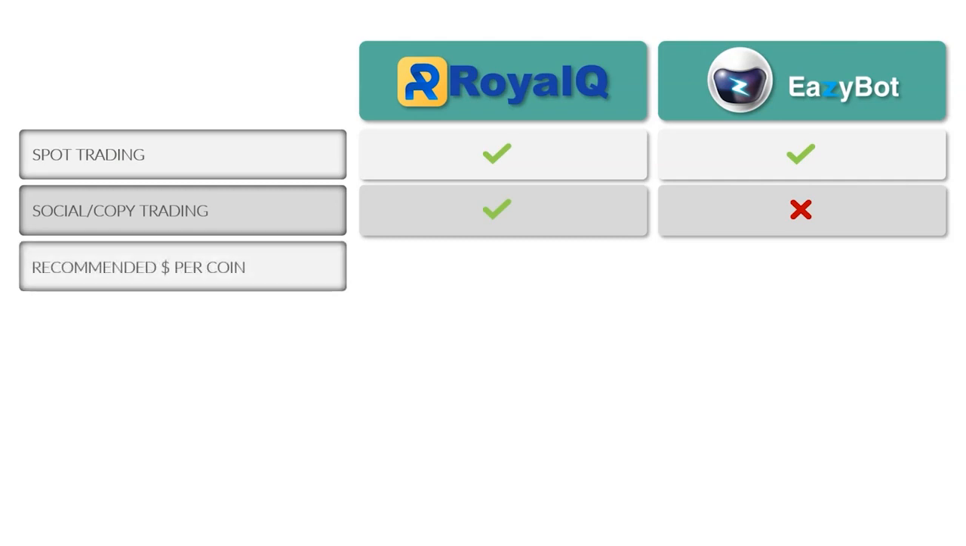The suggested amount of dollars to use per coin, the amount of capital you should allocate, is going to vary for Royal Q because of the reasons I just mentioned. Each trading strategy is going to be different of those circles that you follow, depending on the individual, whether they have a more aggressive strategy or a more conservative strategy. I've seen it range anywhere from $100 to 1,000 USDT per coin. With EazyBot, it is suggested by the software developer that you allocate 600 USDT per coin.